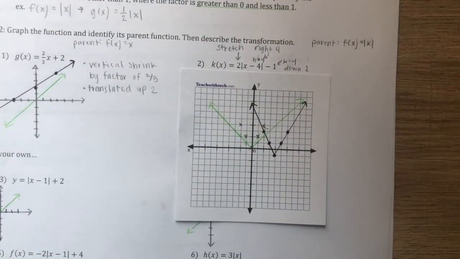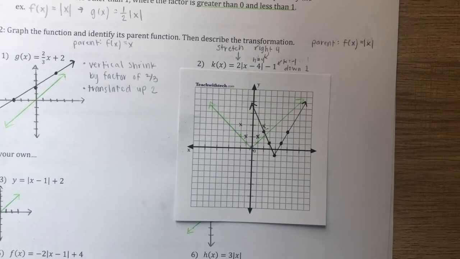So another way that you may have graphed these absolute value functions in the past, which also works, is you can shift the graph based on h and k, based on where the vertex moves to, and then you can use the stretch as a form of a slope, I guess.